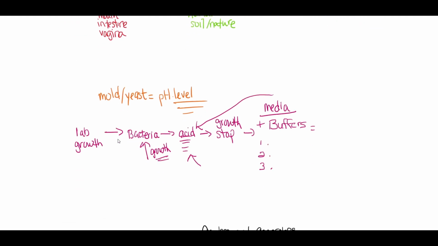Yeast. So mold and yeast have pH levels ranging from 5 to 6.